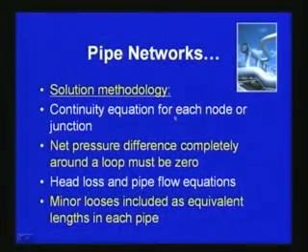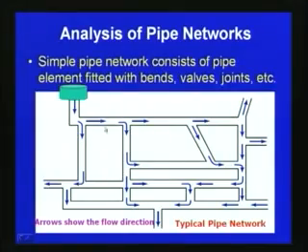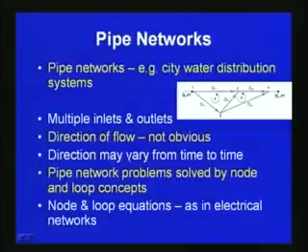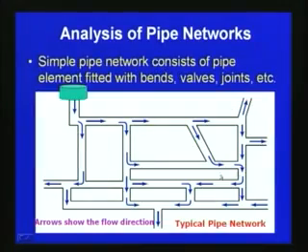So, generally the solution methodology. We have already seen in the branching of piping systems also, we consider the continuity equation and we consider the energy equation. In a very similar way, we approach the pipe networks here. The solution methodology includes the continuity equation written for each node or junction. We have seen that for such a system there can be a number of junctions, 1, 2, 3, like that. So, first we will consider the continuity equation for each node or junction, and then the net pressure difference completely around a loop must be 0. Here we can see that a number of loops will be there.